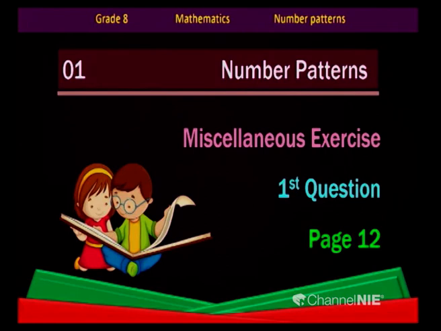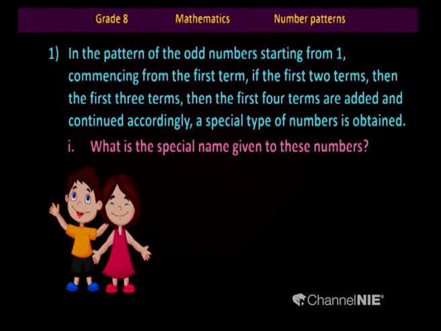Right. Now, I am going to have a look at the first question in your miscellaneous exercise of Unit 1. That is there in page number 12. Quickly turn to that page, please. Now, the question. In the pattern of the odd numbers starting from 1, commencing from the first term, if the first 2 terms, then the first 3 terms, then the first 4 terms are added and continued accordingly, a special type of number is obtained. Part 1. What is the special name given to these numbers?